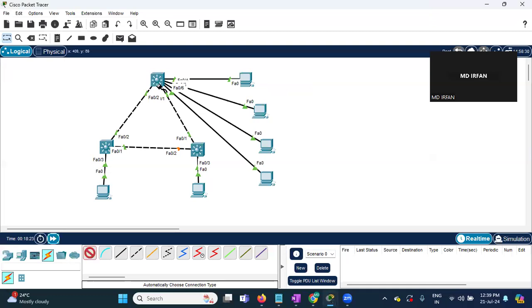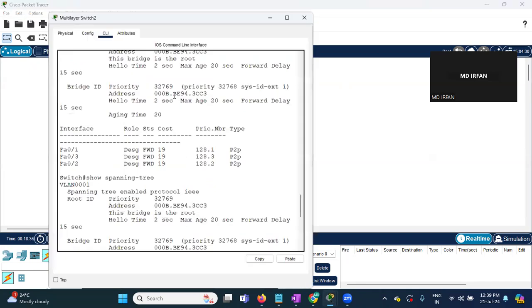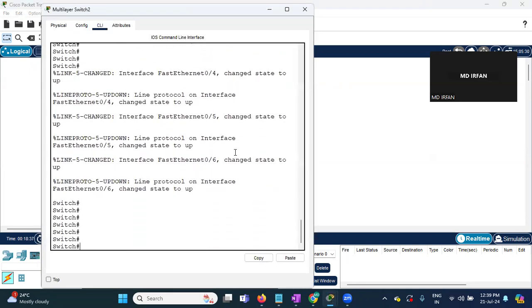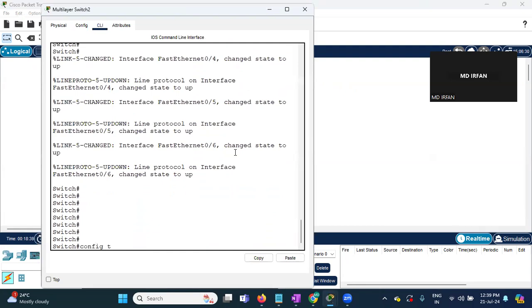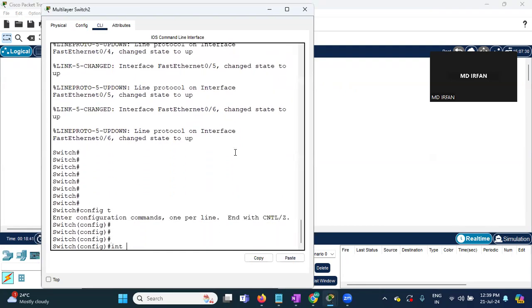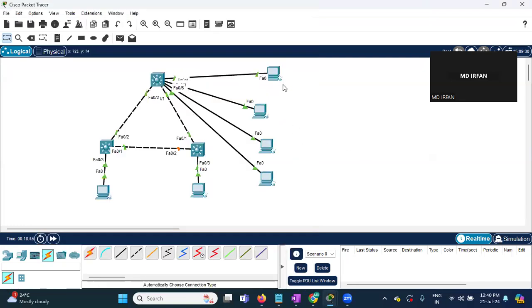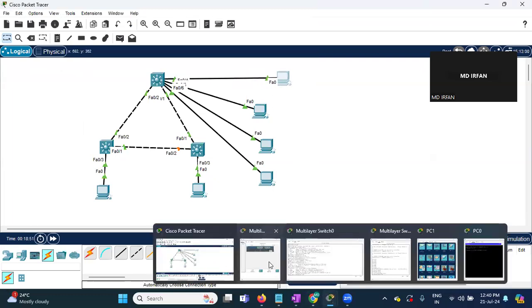So let's post forward, and then we have 3, 3, 2, 3, 4, 5, 6. So just assign the port 150. Interface 0/3. Okay. 3, 4, 5. Right.